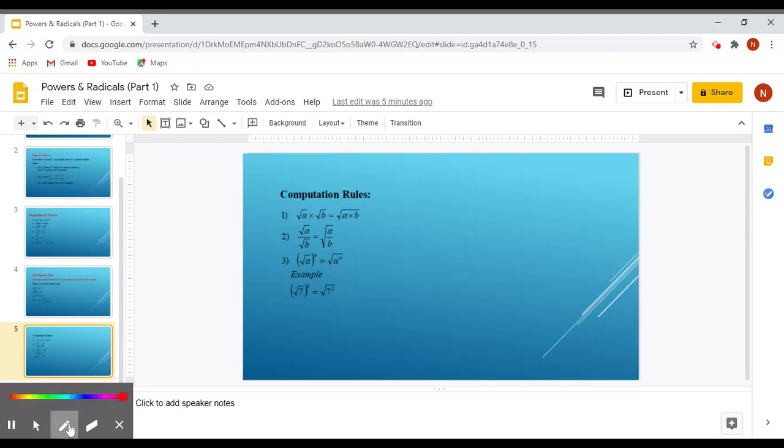Now, computation rules for the roots. We know that the square root of a times the square root of b, we can make one big root and we put under it a times b. The same thing for division, square root of a over square root of b equal one big square root and under it a over b. If we have radical a to the n, it's equal to the square root of a to the n. Example, square root of 7 all to the power 3 is equal to square root of 7 to the 3.